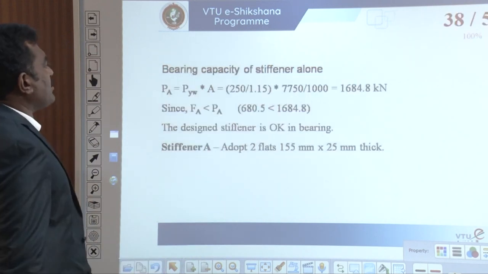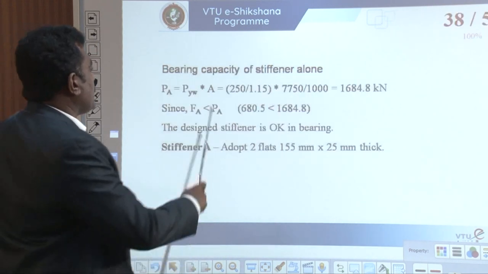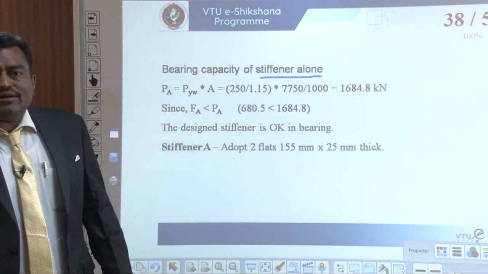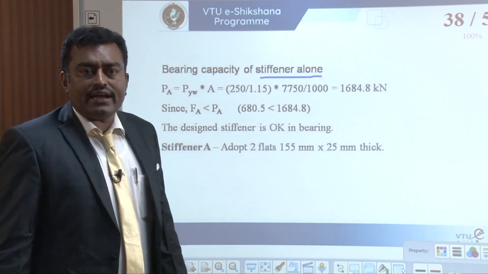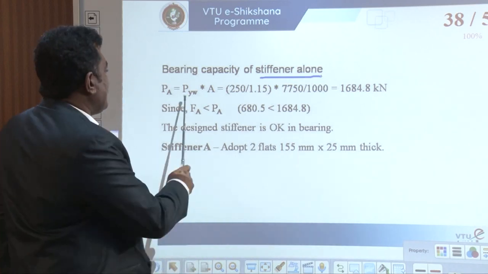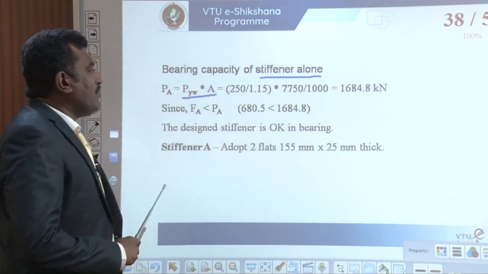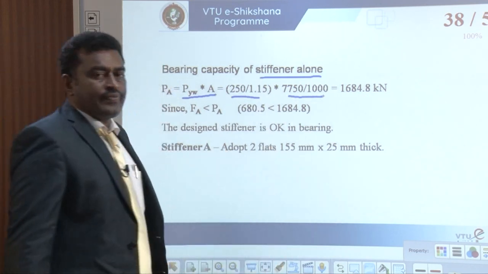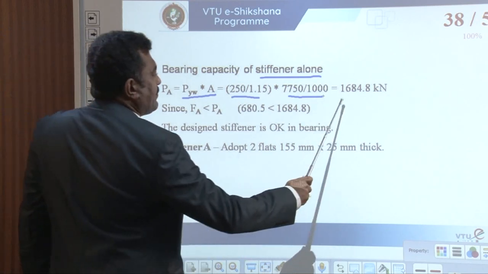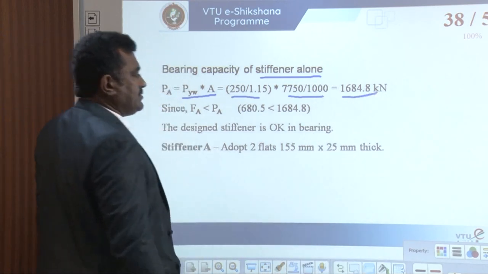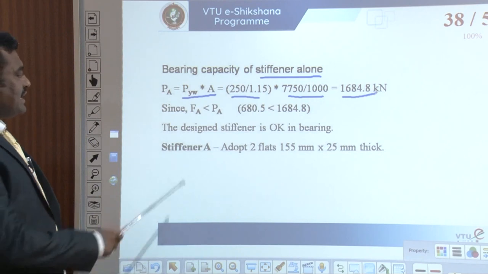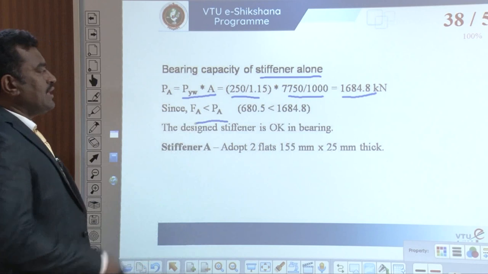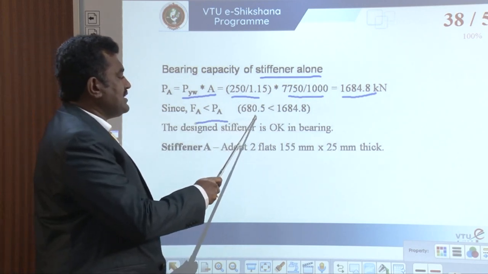Then coming to the bearing capacity of stiffener alone. In that condition, PA is equal to PYW into A. This is the relation. By using this relation, substituting the respective values, that gives 1684.8 kilonewton. Since FA is smaller than or equal to PA, then you check for the 680.5.